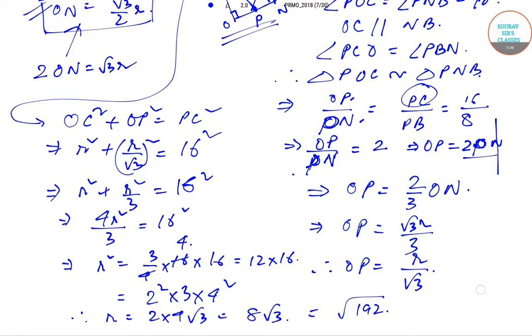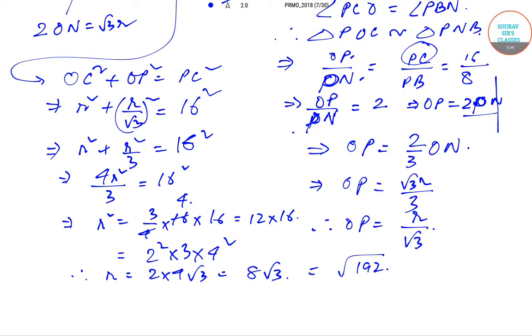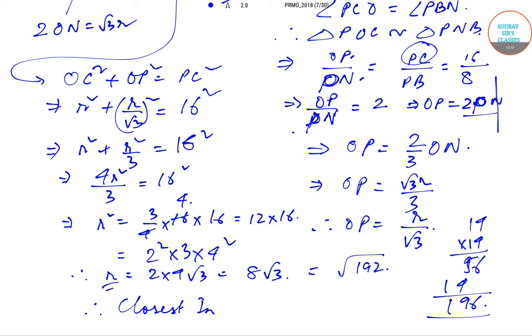Root over 192, as you can say, is near 14. 14 into 14 is equal to 196. So the closest integer to R is needed. 13 square is 169. So as you can see, 14 square is much closer to 192 than 13 square. So the closest integer will be equal to 14, which is the correct answer over here.